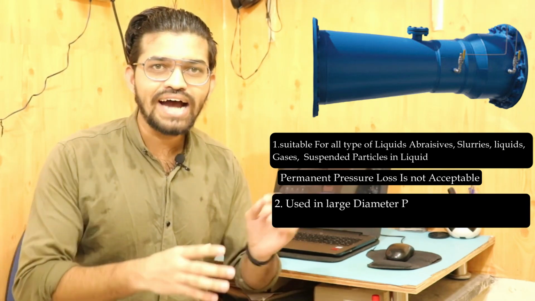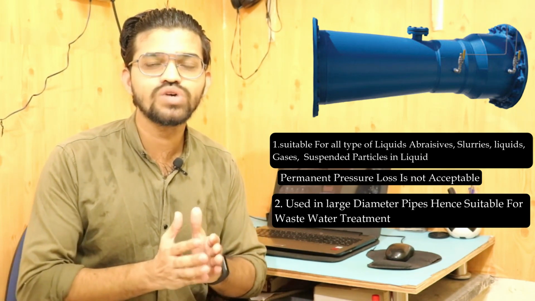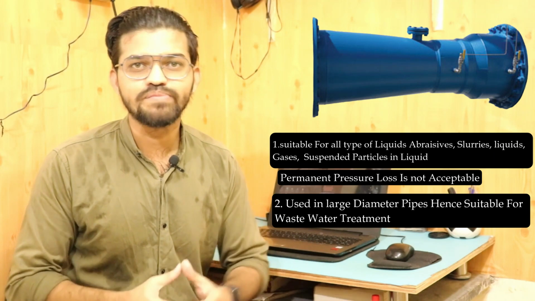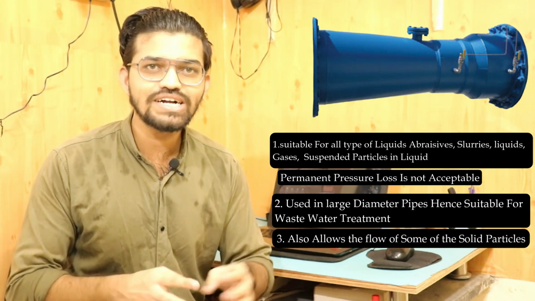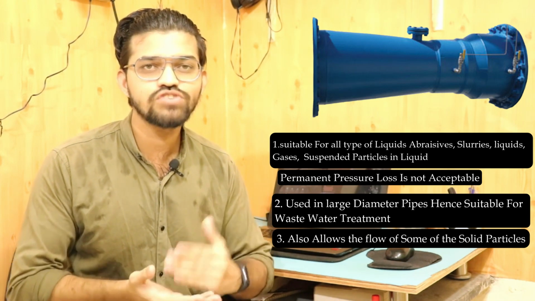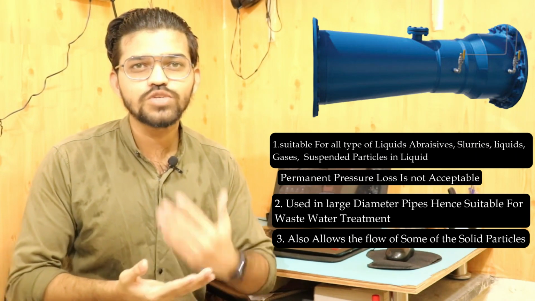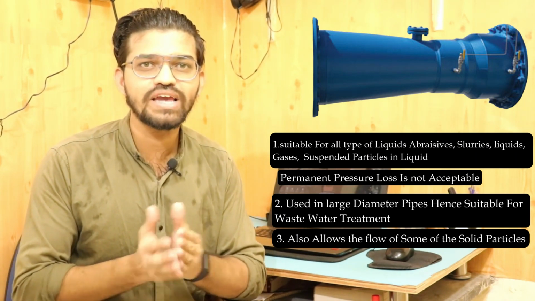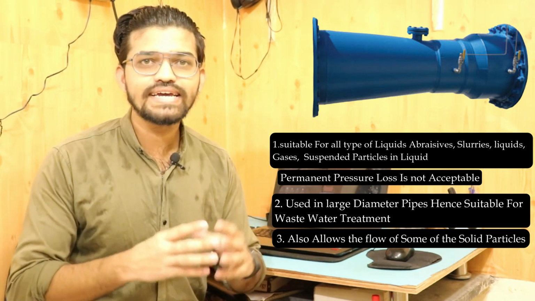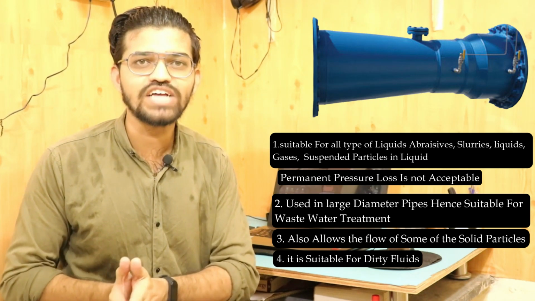Also it is used in large diameter pipes, which is suitable for wastewater treatment plants and waste management basically. It also allows the flow of solid particles through it. As we have seen earlier, it has a smooth entry and smooth exit, so the flow of suspended solid particles can be easily measured in the Venturimeter. So we can say that dirty fluid can be easily measured with the help of the Venturimeter as well.